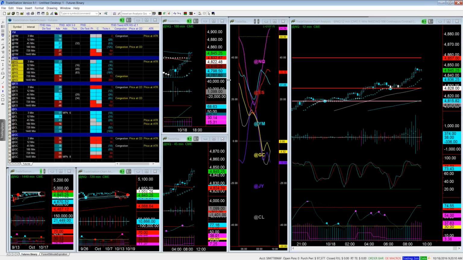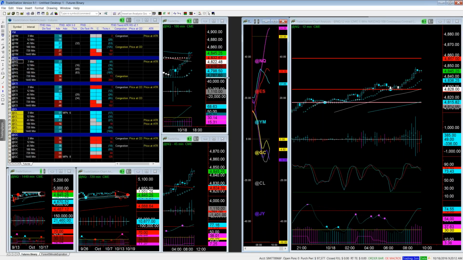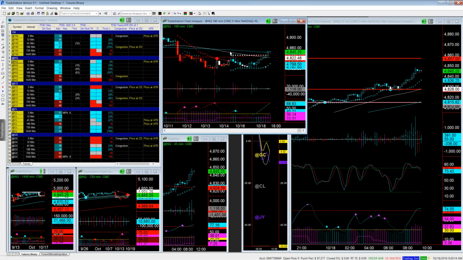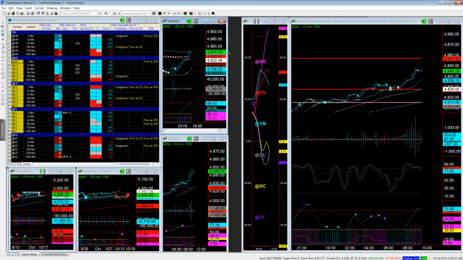And again, going back to these congestion areas, this was your entry to the downside. This was your entry to the upside. And again, this is the same pattern that you saw on the USD JPY this morning. You go up to the congestion dot, it will come back to the ATR, then it should break through that congestion dot. That would be your anticipation.